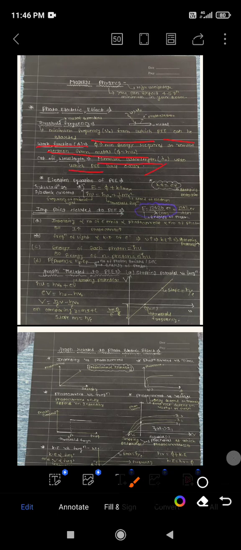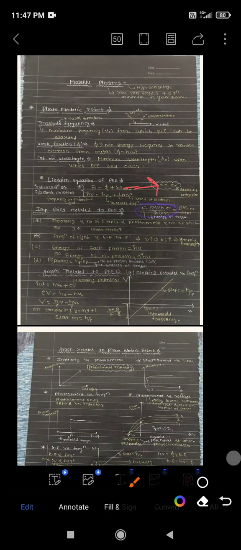Next is Einstein's equation of the photoelectric effect, and it is the most important equation. That is, incident energy is equal to work function plus maximum kinetic energy. Incident energy can be written as hν, work function is hν0, and kinetic energy is equal to half mv squared. We can also write kinetic energy in terms of potential as eV.